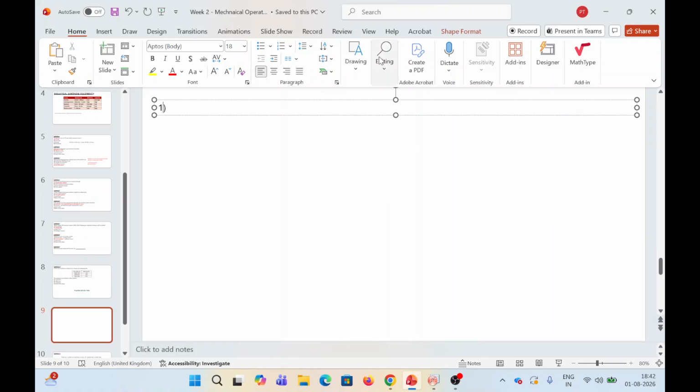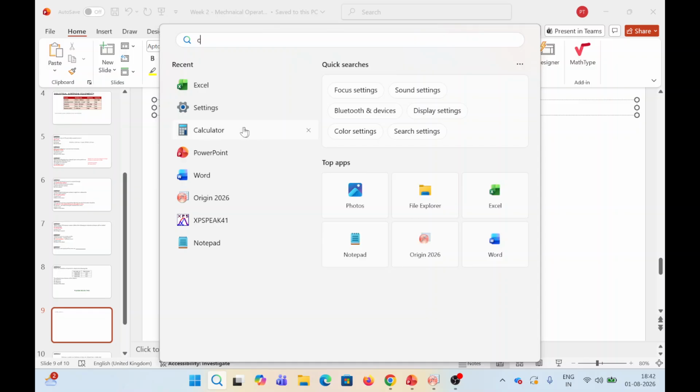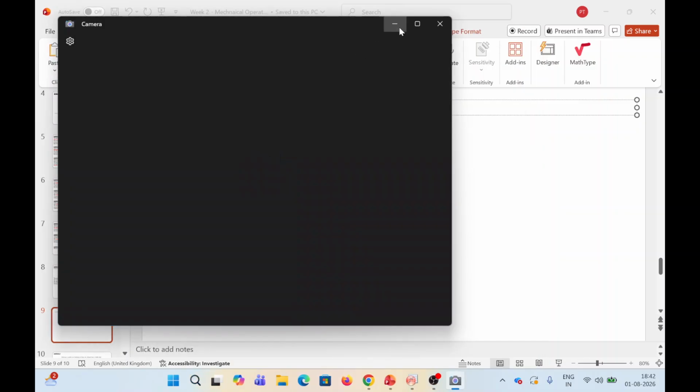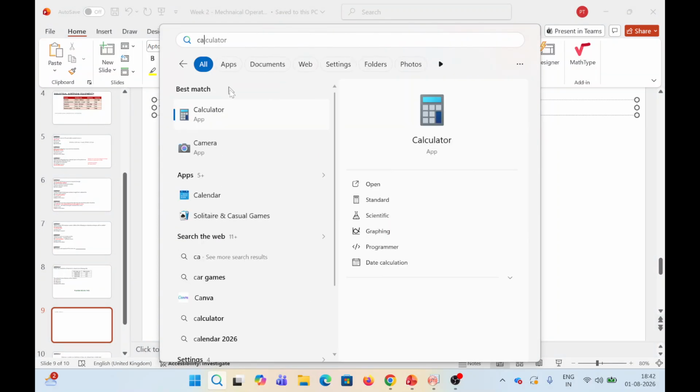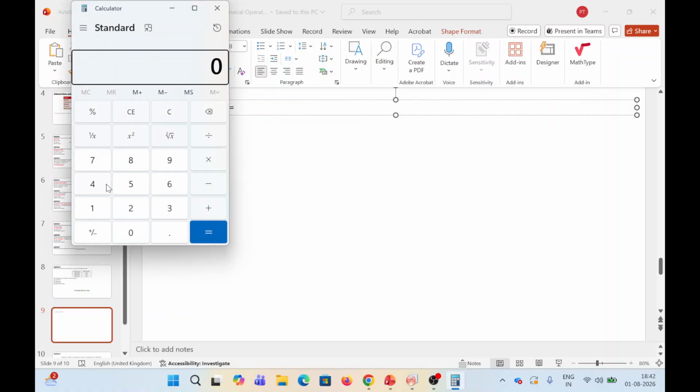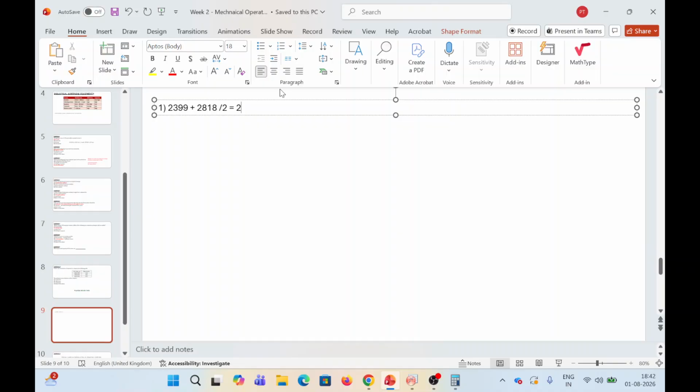So the first thing will be 2399 plus 2818 divided by 2. So how much is that? 2399 plus 2818 divided by 2 is 2608.5.